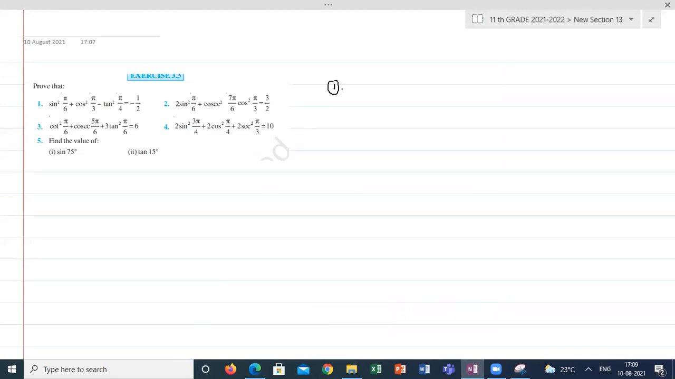Please solve the first question and check whether you are getting the right answer or not. What is the value of sin pi by 6? Cos pi by 3 is how much? Tan pi by 4 is how much? Guys, please let me know what are the values of these three trigonometric ratios.